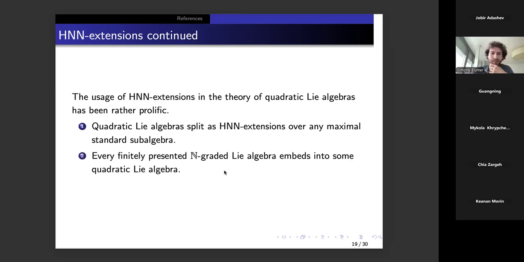And on the opposite side, the application of HNN-extensions implies that every finitely presented graded Lie algebra embeds into some quadratic Lie algebra. So on one end, we have a quadratic Lie algebra, and we split it as an HNN-extension. So we are getting something smaller. And on the other hand, we are taking a graded Lie algebra and we are making it larger and larger with HNN-extensions. So they are somehow complementary procedures.